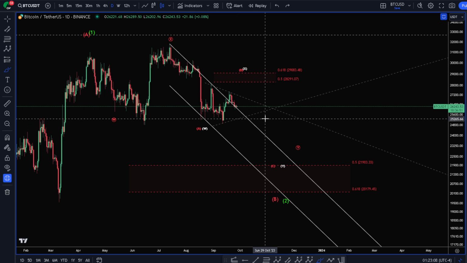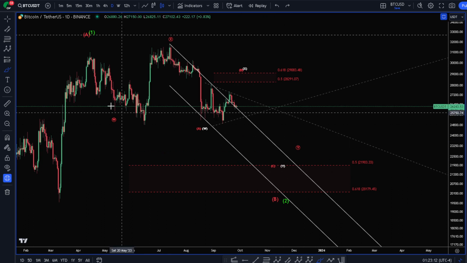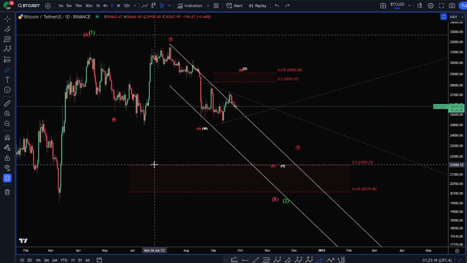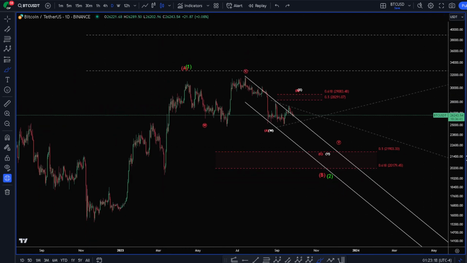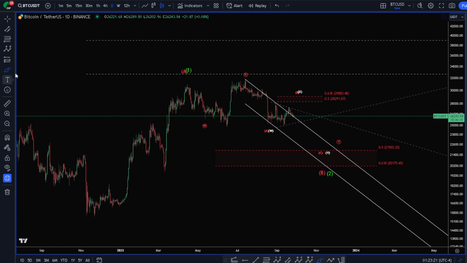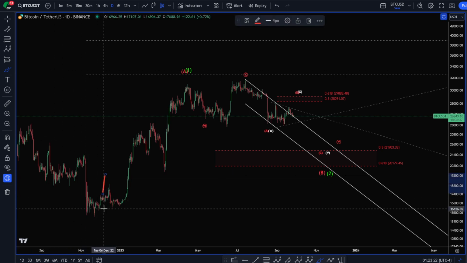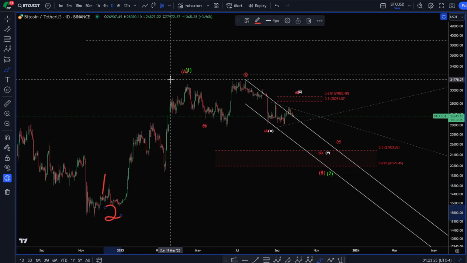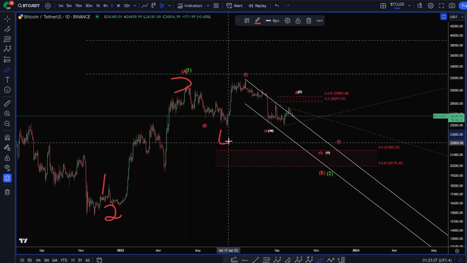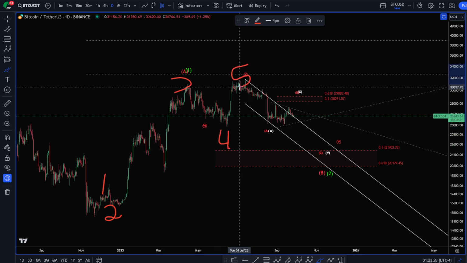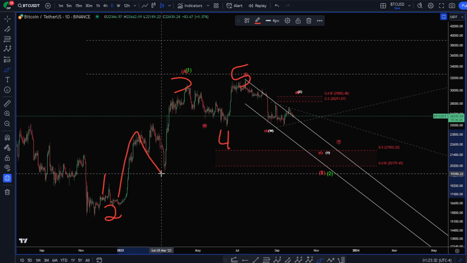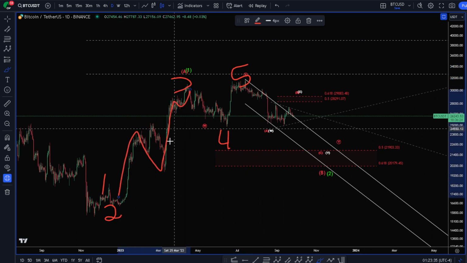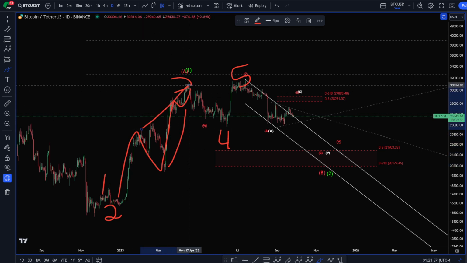So that would mean either we're getting a Y wave here and the Z wave down in a WXYZ, or we'd have to recount this entire previous area, very ugly. It would look like this: 1, 2, 3, 4, 5. It's the only way it could be counted, but then you have an ugly 1, 2 here and 3, 4, 5. It's a very ugly count.